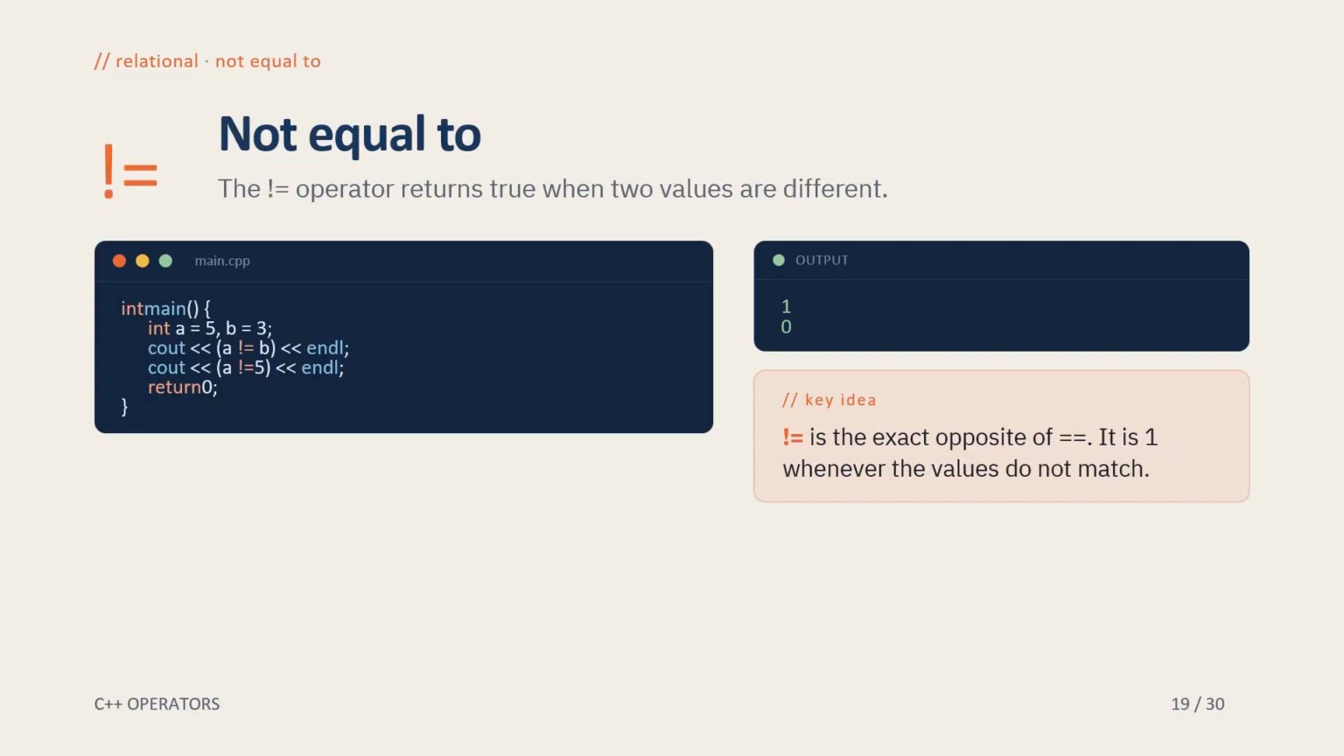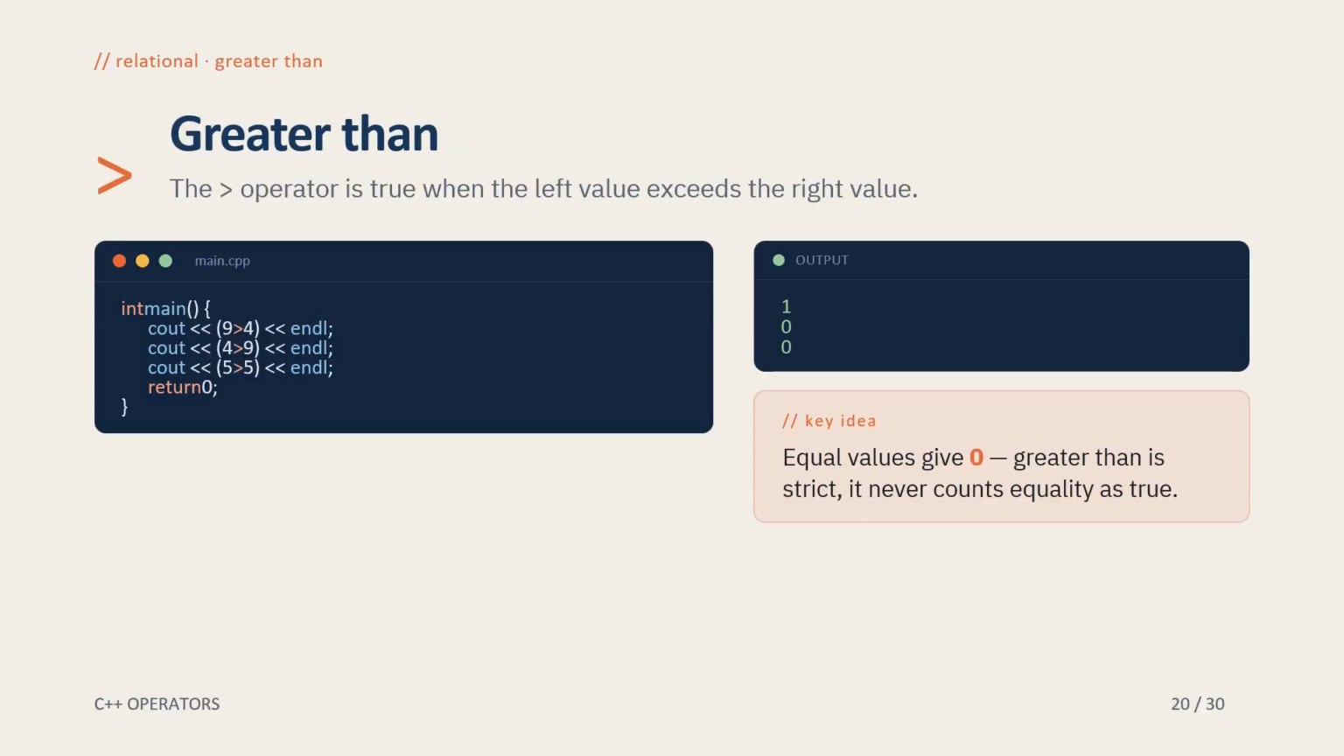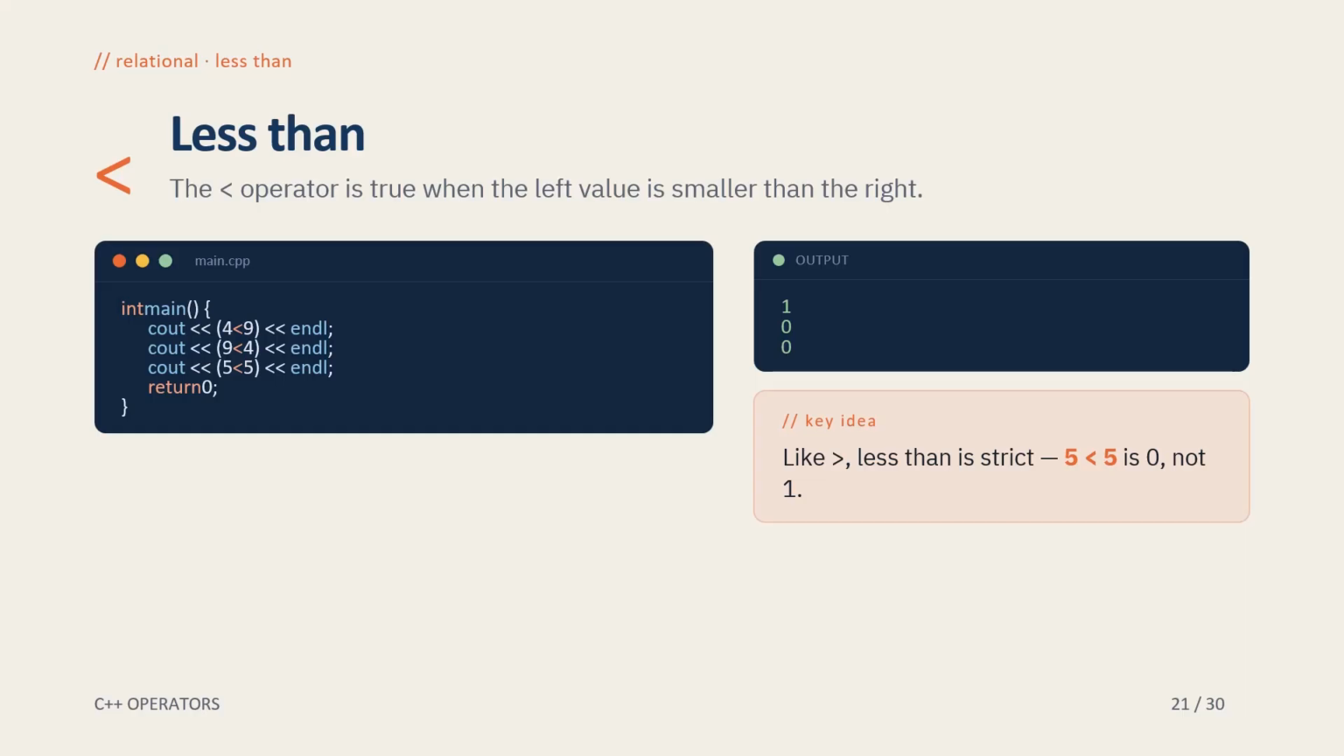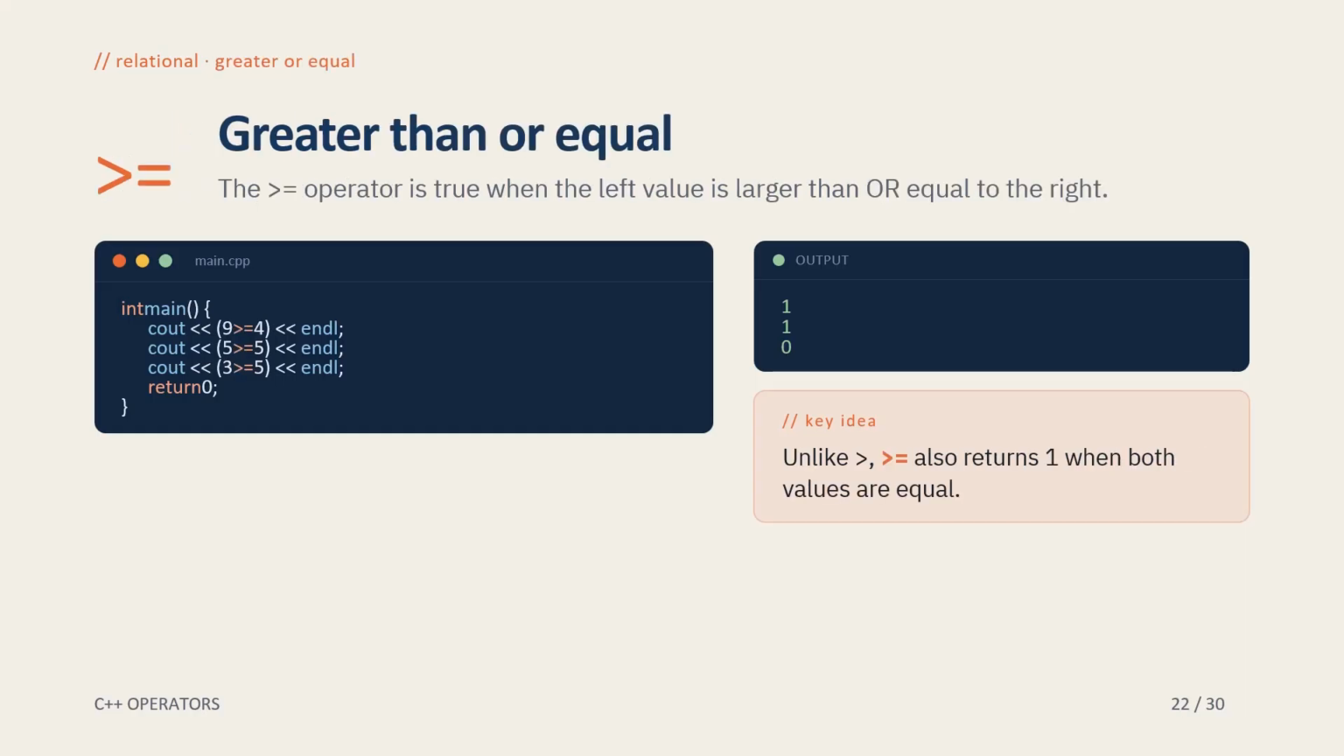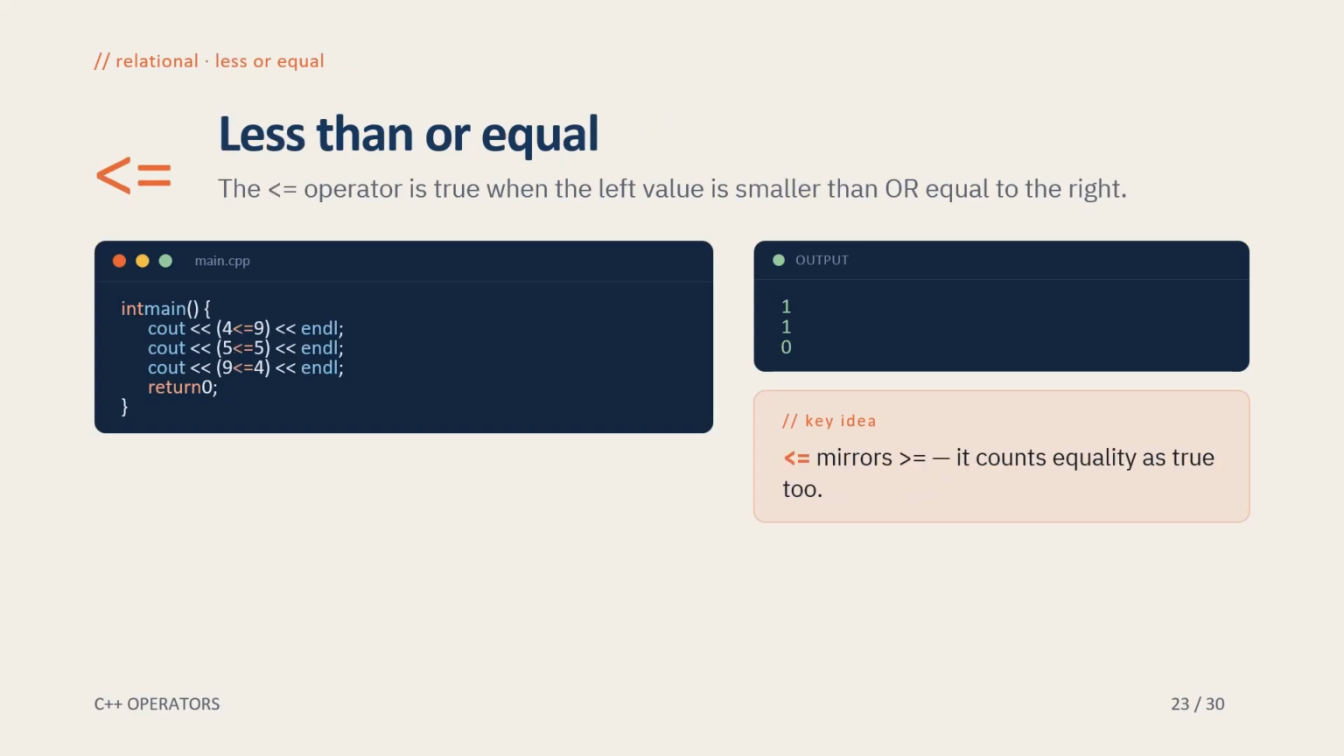Not equal to. This operator returns true when two values are different. Next is greater than. This checks whether the left value is larger than the right value. Next is less than. Here the operator checks whether the left value is smaller than the right value. Next, greater than or equal to and less than or equal to operate in the same comparison manner.